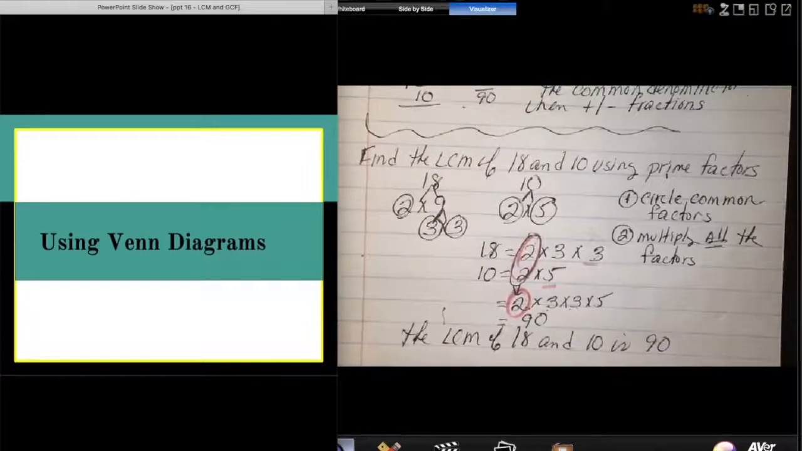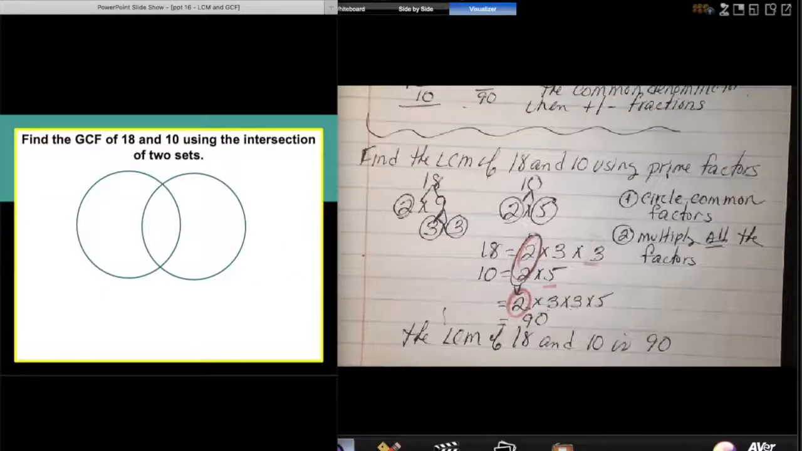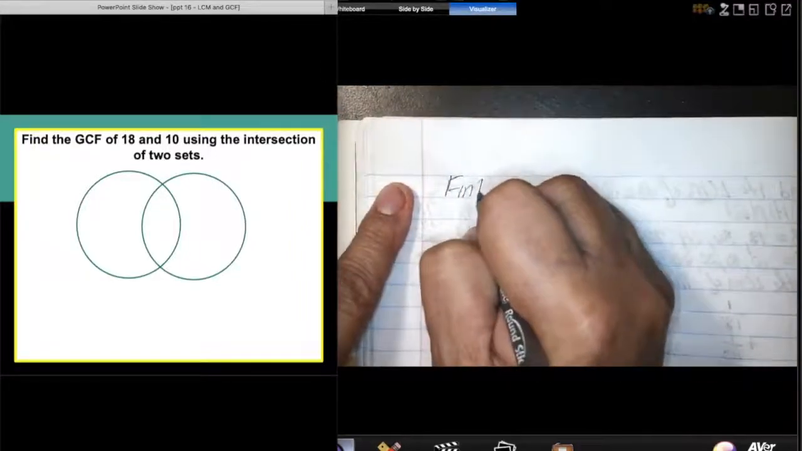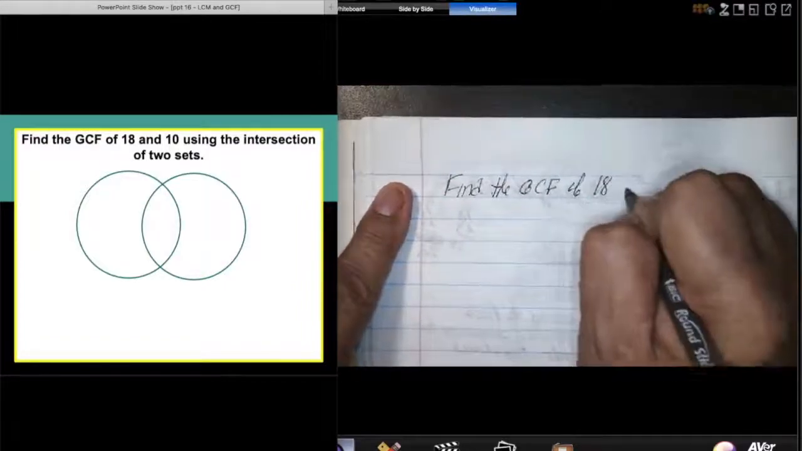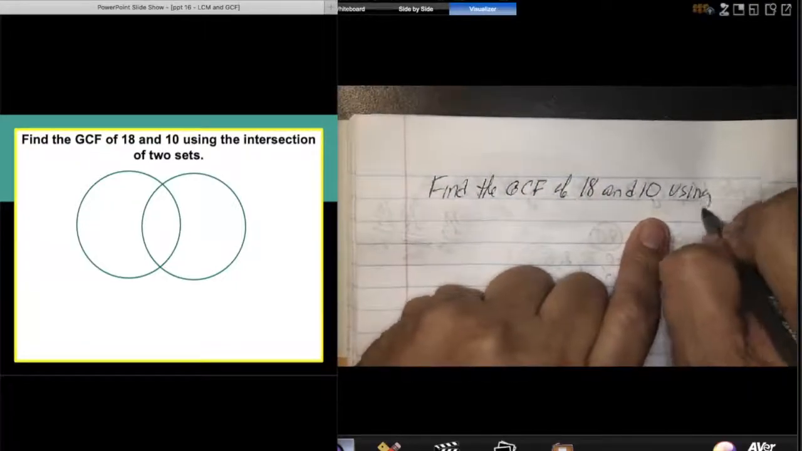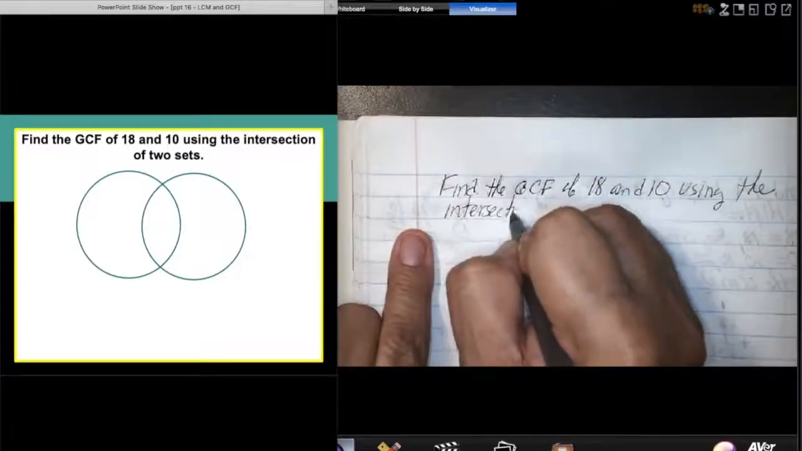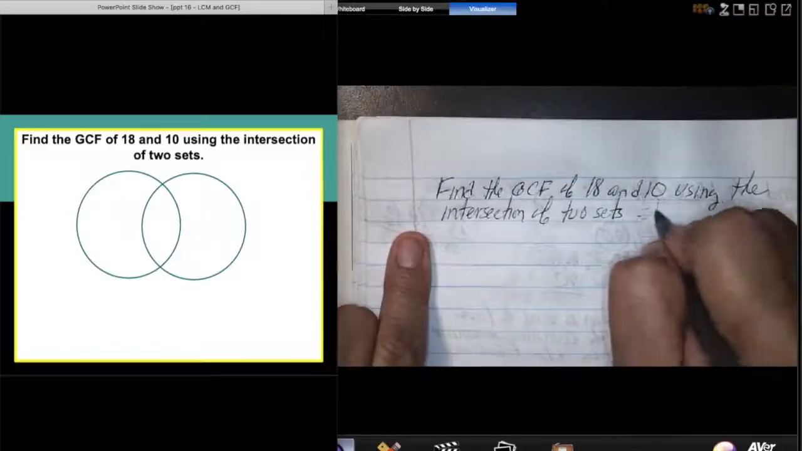Okay, now another way of showing the relationship between the factors is by using a Venn diagram. So let's go ahead and look at that method. Okay, find the GCF of 18 and 10 using the intersection of two sets method, using the intersection of two sets, which is a Venn diagram.